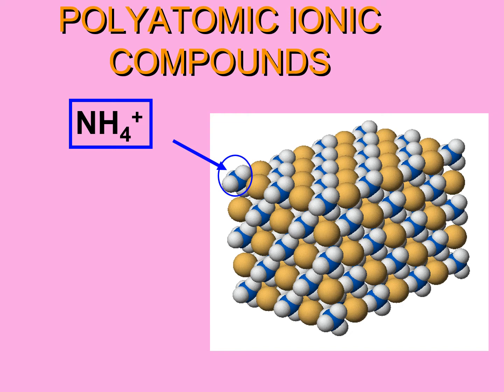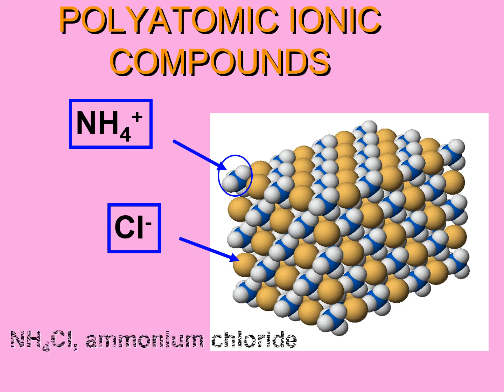The gold-colored dots represent something like, say, chlorine or fluorine or bromine. In this case, let's put it down as chlorine. We'd call this ammonium chloride. You'll notice that for every ammonium group, there's one chlorine. So the formula for this would be NH4Cl. One ammonium group, one chloride group, a 1-to-1 ratio.